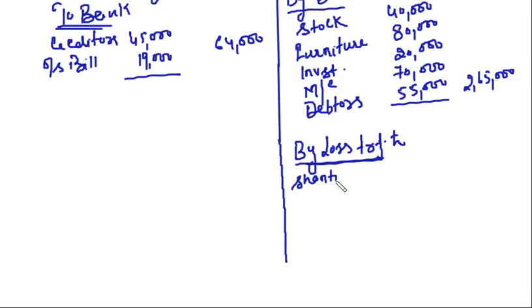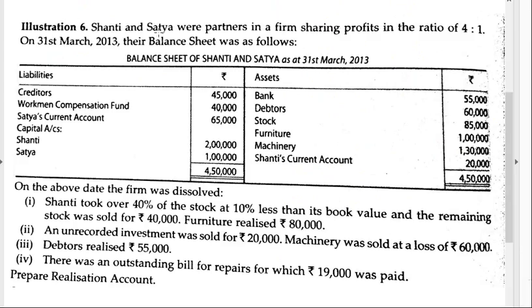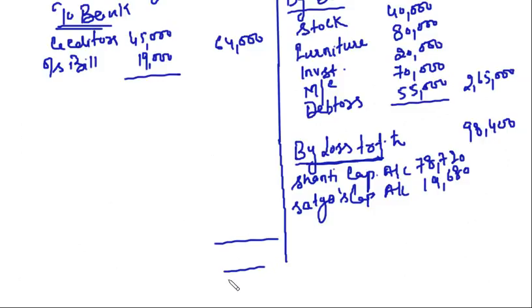And this loss will be transferred to the partners' capital accounts in their profit sharing ratio. Sure. These will be transferred to Shanti capital account and Satya's capital account. What is the total amount of loss that is being transferred? The total amount of loss is 98,400. Right? So this will be distributed as 78,720 and 19,680. Why? Because the profit sharing ratio between them is 4:1. Clear? So this total comes to, this way we have closed our realization account, 4,39,000 and 4,39,000. Clear, friends? I hope you are clear about the realization.